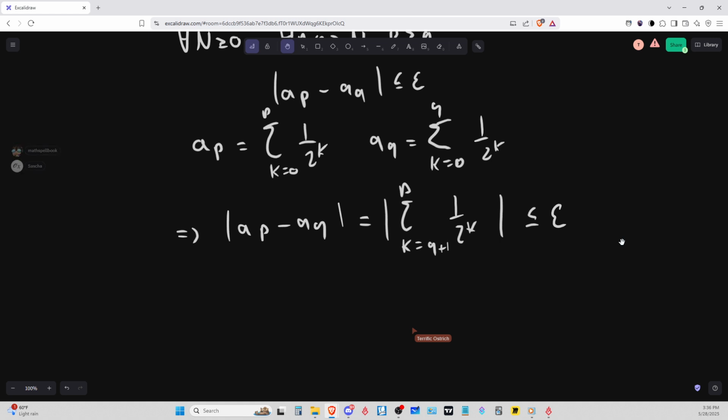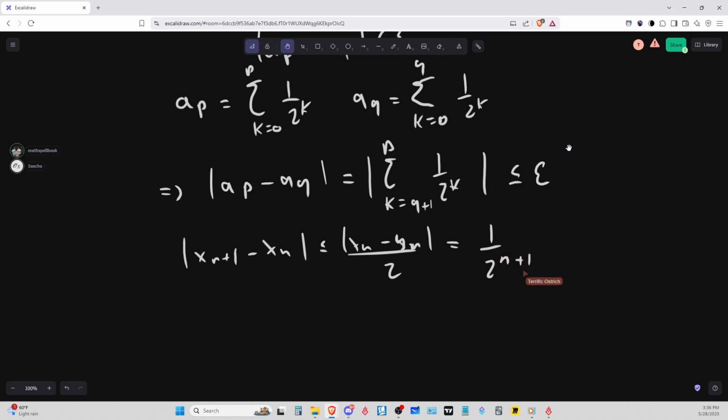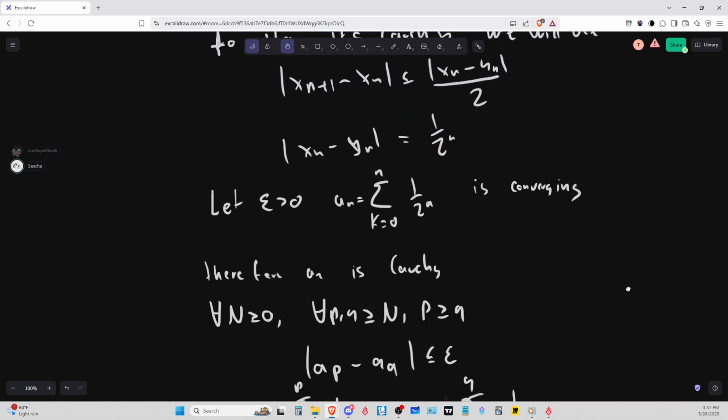Now we're going to use the trick. So we know that x_{n+1} minus x_n is bigger than or equal to x_n minus y_n over 2, right? We know that x_n minus y_n is the side of the interval, and it's getting halved at every step, so we're going to end up with 1 over 2^{n+1}. Here I will just check to make sure I'm not screwing up. I think it's right.